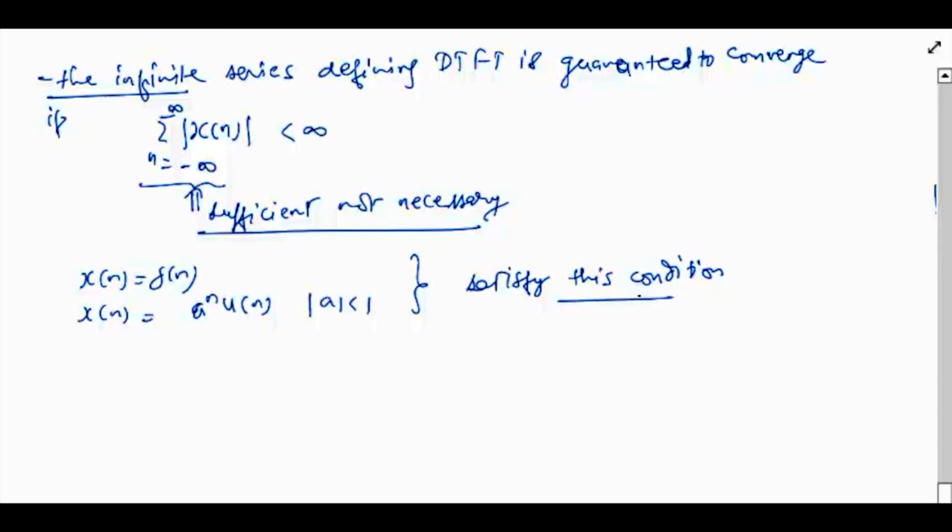Recall that in the case of continuous time Fourier transforms, we introduced the notion of generalized Fourier transforms to handle such cases. Even now, we can introduce the notion of generalized Fourier transforms to deal with the cases where signals are not absolutely summable. So this condition is called absolute summability.